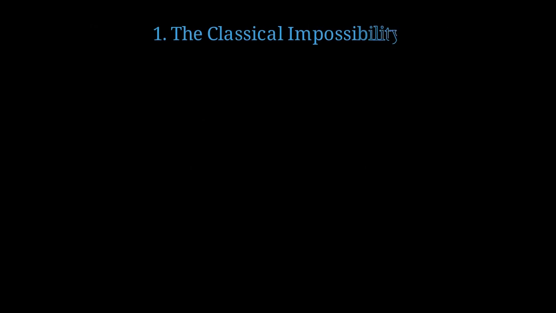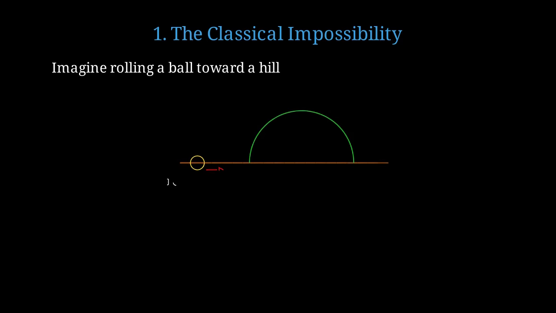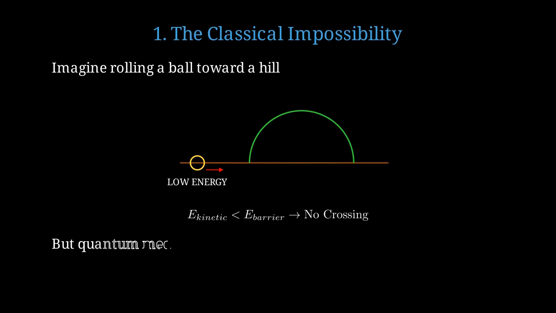Let's start by understanding why quantum tunneling seems impossible from a classical physics perspective. In classical physics, imagine rolling a ball toward a hill. If the ball doesn't have enough energy to reach the top, it simply rolls back down. The ball needs sufficient kinetic energy to overcome the potential energy barrier of the hill. Without enough energy, crossing is impossible. Mathematically, if kinetic energy is less than the barrier energy, classical physics says there's no crossing. Period. But here's where quantum mechanics completely breaks this classical rule in a fascinating way.